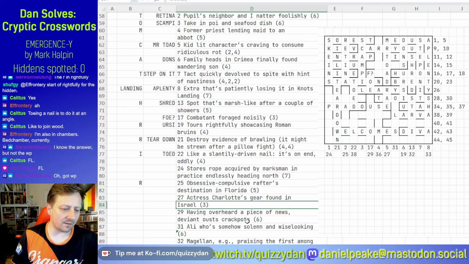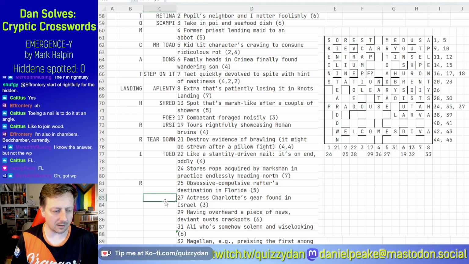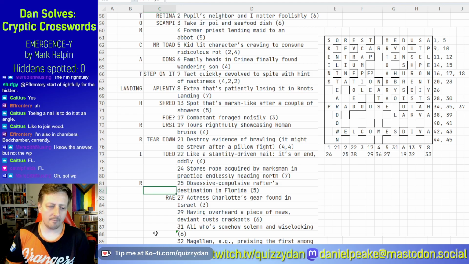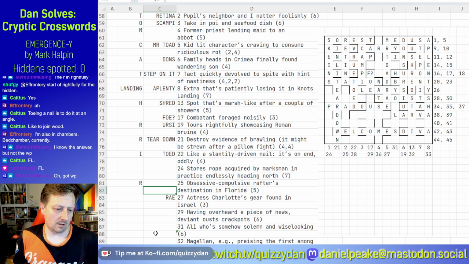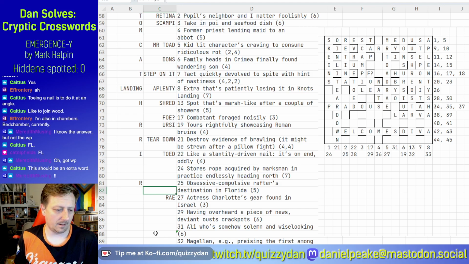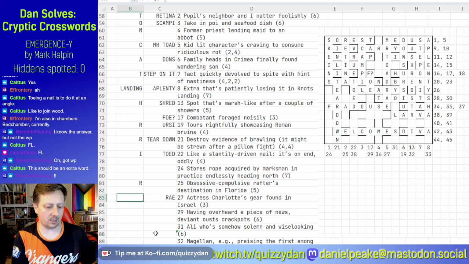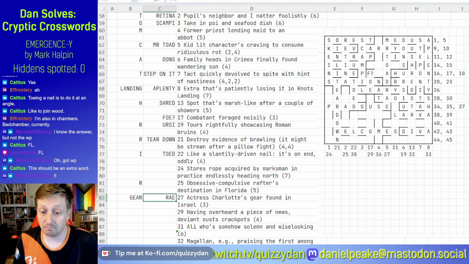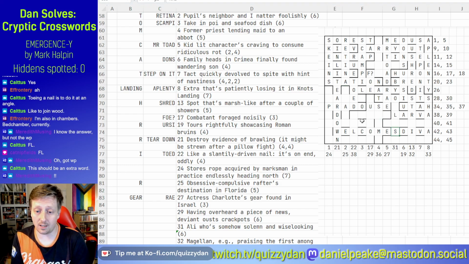Actress Charlotte's gear found in Israel. Is gear going to become ear? And is it going to sound like found in Israel? Unless there is a Charlotte Ray. Yes, it would be an extra word, wouldn't it, if the previous letter was the end of the word. So actress Charlotte is just found in, so I can take gear out entirely. Found in Israel. And if there is a Charlotte Ray, then all is fine. And where is that going to go? 27. Well, it's right there.